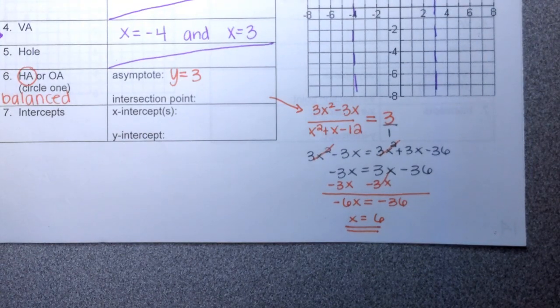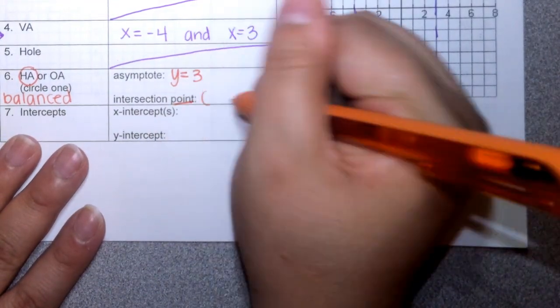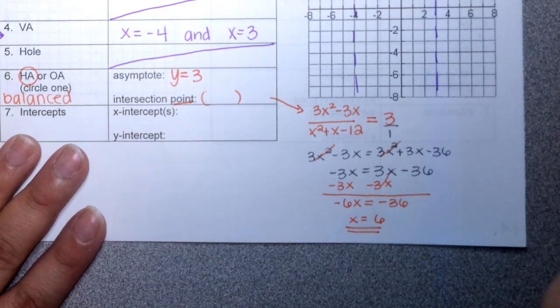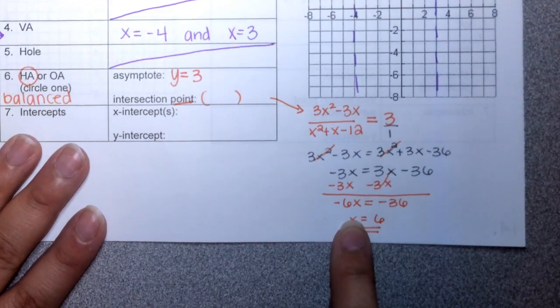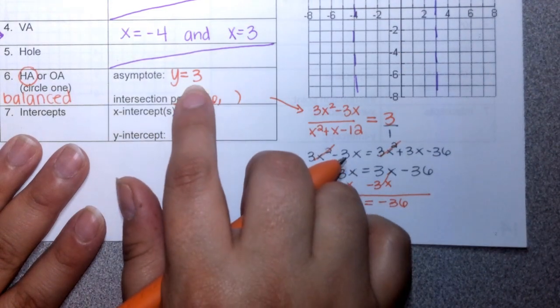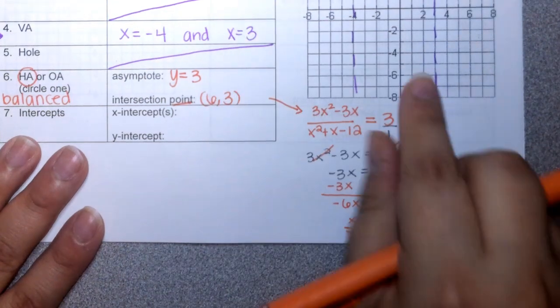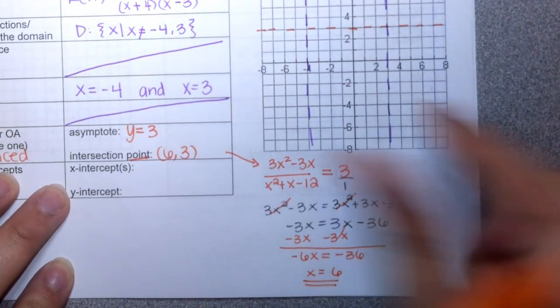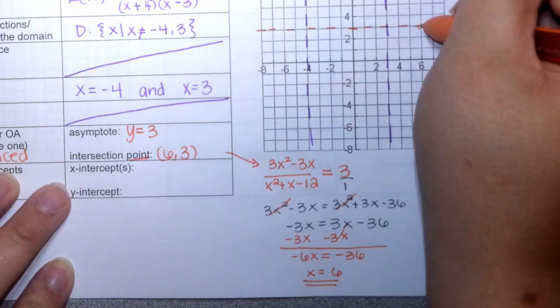So what is my intersection point then? And it says a point. I need an x comma y. What's my x? 6. What's my y? 3. So this is going to intersect this asymptote at 6, 3.